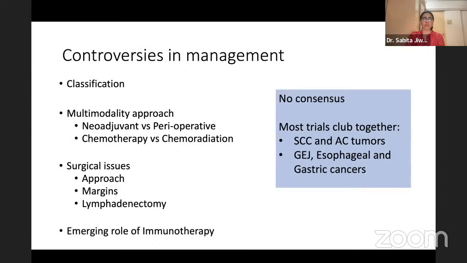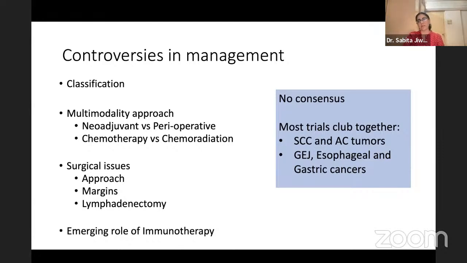So there are a lot of controversies in management. The controversy starts with the spelling of esophagus actually. Some spell it with an E and some spell it with an O. There is the controversy in classification, in the multimodal approach, like you saw. There was discussion among the examiners themselves what we should choose, the surgical approaches, and also now there is an emerging role of immunotherapy as it is in all cancers.